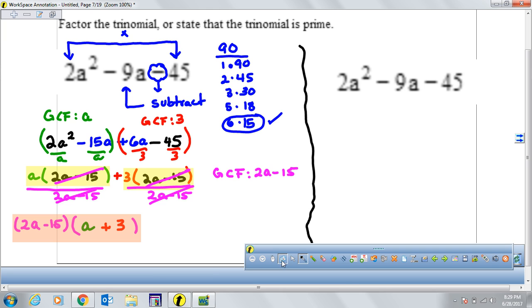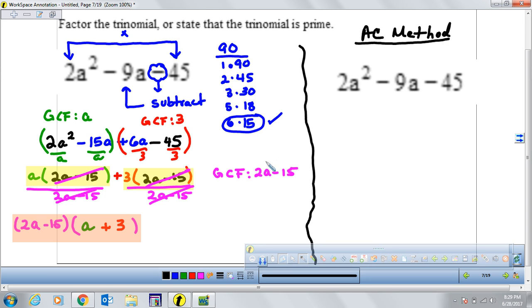Now, to factor a trinomial using the AC method, so I'm going to put that title here. And this is the one that I want you to get most familiar with. You're going to do the following. You're going to multiply A, which is the first number, times the C. Basically, you start out the same way as with the grouping one. Okay? Multiply A times C. That gives you a 90.